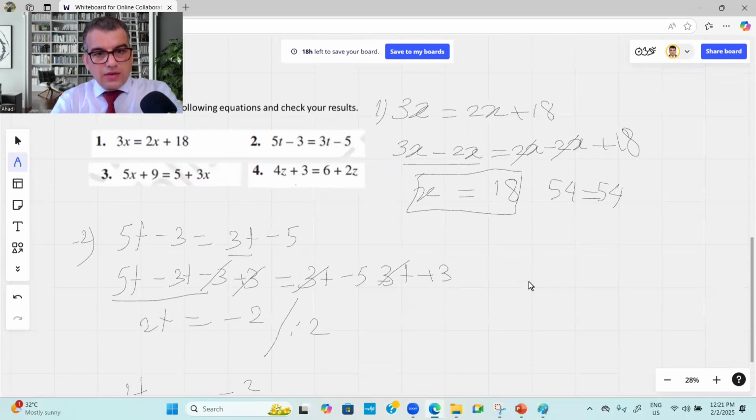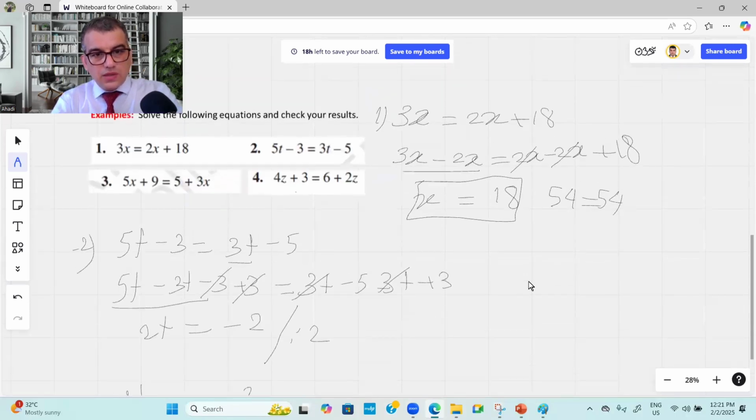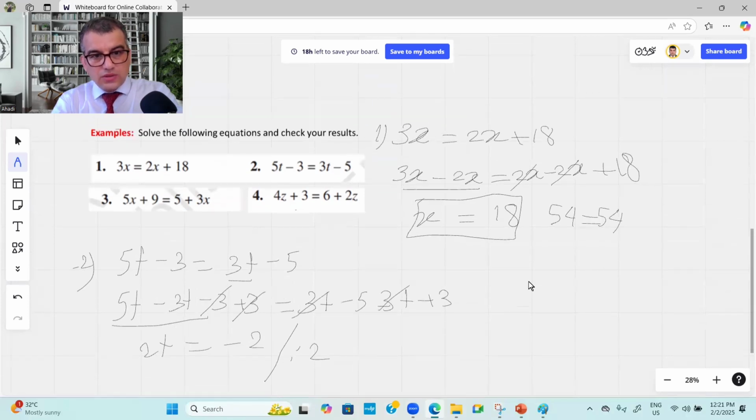Please try the other two as well. Solve example 3 and example 4. You try to solve them. If you have any questions, let me know and comment.